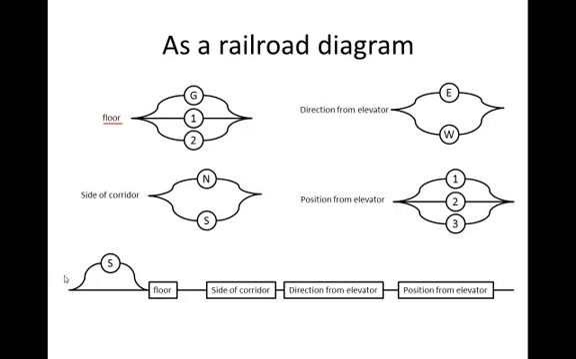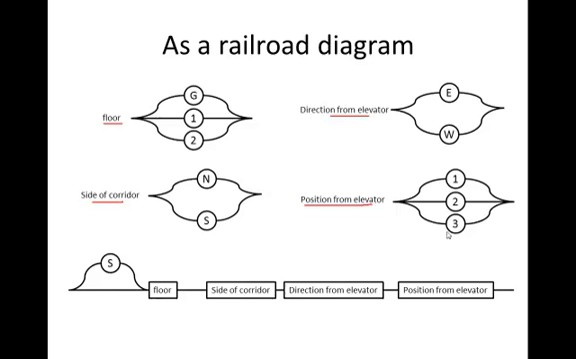We can see that the final door number is defined by, it could be S and then floor, and we just go up here to see this defined. And we've got side of corridor, and this is a defined element as well, and it's defined over here. And then we've got this one here, direction from elevator is a defined element, so it's in a box, and it's going to be this one up here. And we've got position from elevator, and it's this one here.